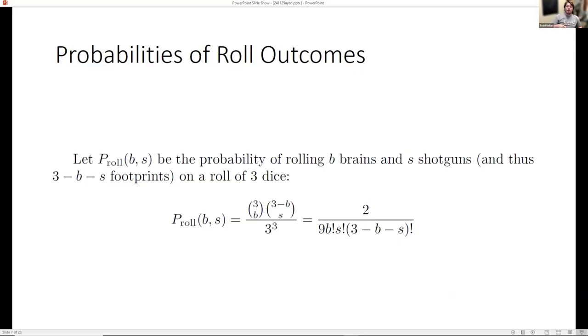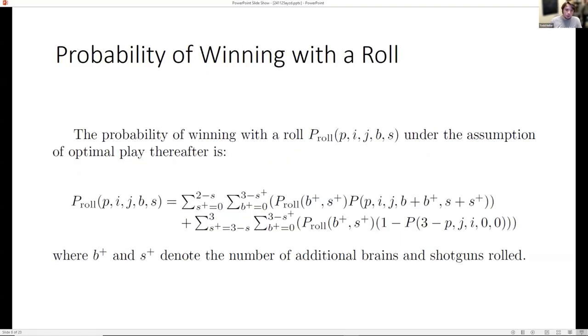So we began by computing some probabilities. First we computed the probability of any given roll on a turn, denoted by P_roll of B and S. Here we're only considering B and S because the number of footprints rolled can be computed by doing 3 minus B minus S. And this probability is computed combinatorically using the number of total outcomes versus each individual outcome.